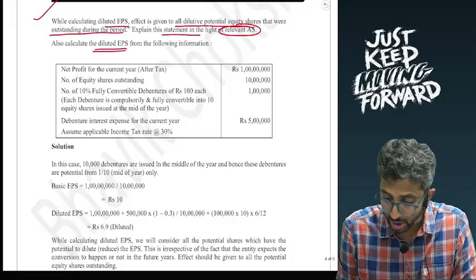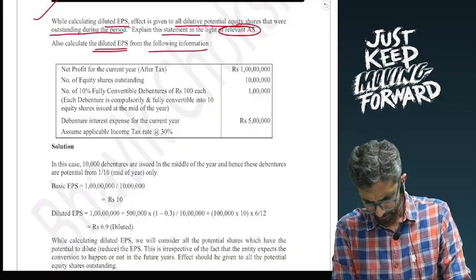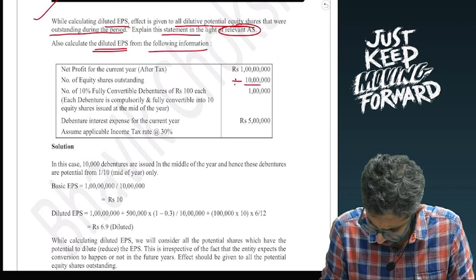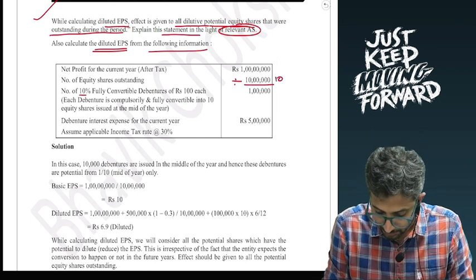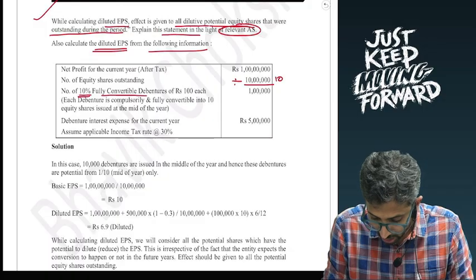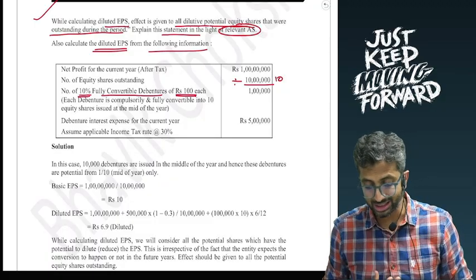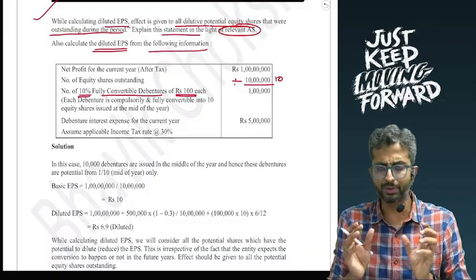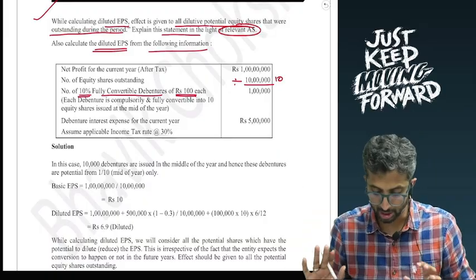Also calculate the diluted EPS from the following information: net profit for the year, after tax, number of shares outstanding, this is 10 lakhs. If I divide it, probably basic EPS comes to 10. Number of 10% fully convertible debentures of rupees 100 each. Remember, to these debentures I must have paid interest, but interest must have already been deducted while calculating net profit. So the profit that you see is after all expenses, and hence interest would have already been deducted.